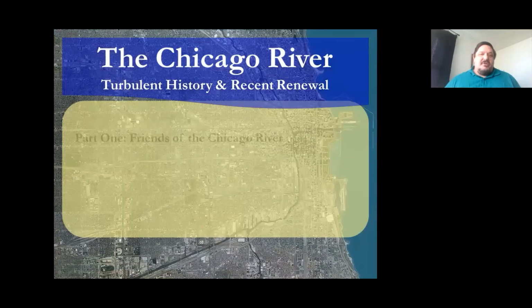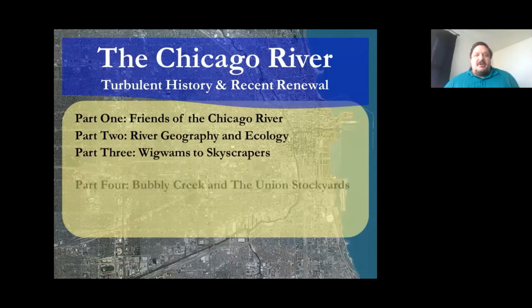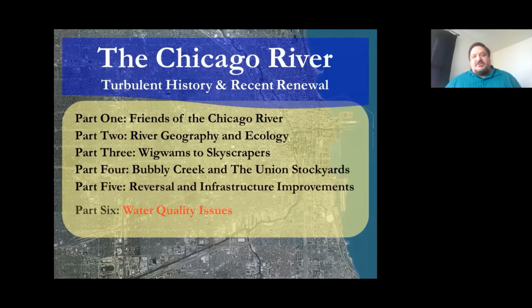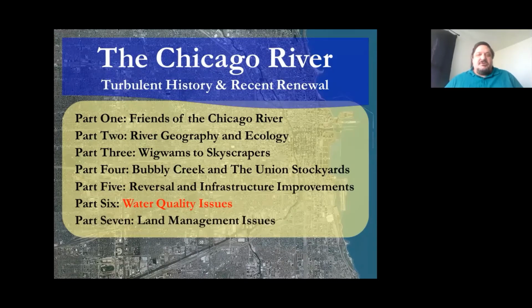All right, so I mentioned that this is part 6 of a series. We started with just who is Friends of the Chicago River as an organization, some general river geography and ecology, and then just finished up the last of the 3 history segments. We looked at more 18th century history into 19th century, mid 19th century to the early 20th century, and then late 19th century into almost the modern age in infrastructure improvements. So all of those are done. What I want to focus on today again are modern water quality issues.